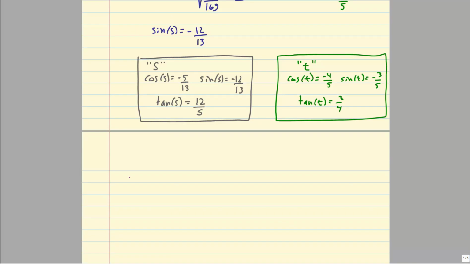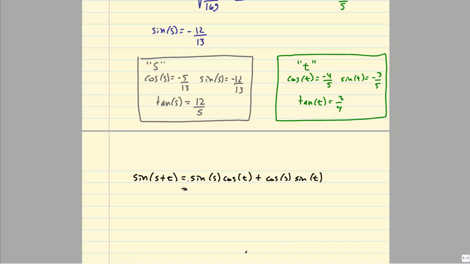to solve for. Now the first thing that we were asked to solve for was the sine of s plus t. So let's go ahead and write out the formula that we'll use. The sine of s plus t will be the sine of s cosine of t plus cosine of s sine of t.